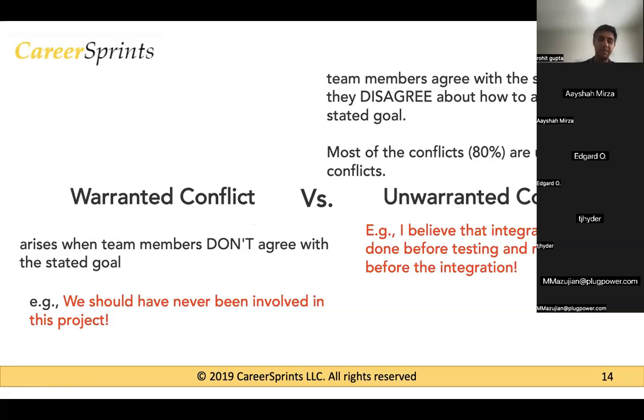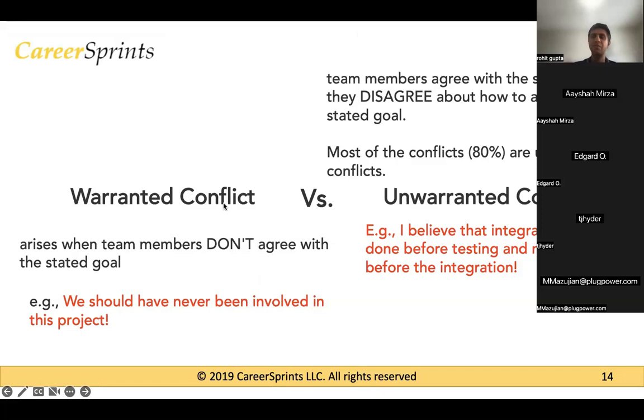So warranted conflict basically means that there is a conflict due to team members not agreeing with the stated goal of the project. So for instance, maybe you thought that you should not have been involved in the project in the first place, right? So basically, whatever is the vision of the company that they are trying to accomplish, whatever is the goal that the company is trying to accomplish, you were never in alignment with the vision. You never really agreed to the vision of the organization. So you were not in agreement with the stated goal, right? So if you see, there's an example given. It says we should have never been involved in the project. So that is warranted conflict.